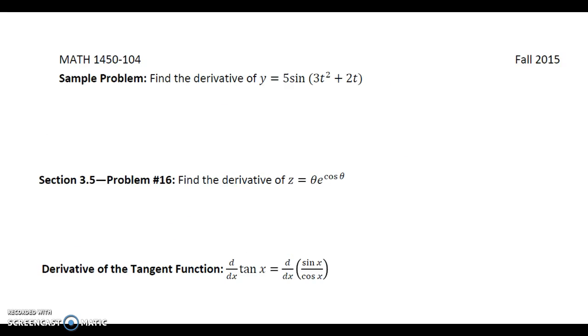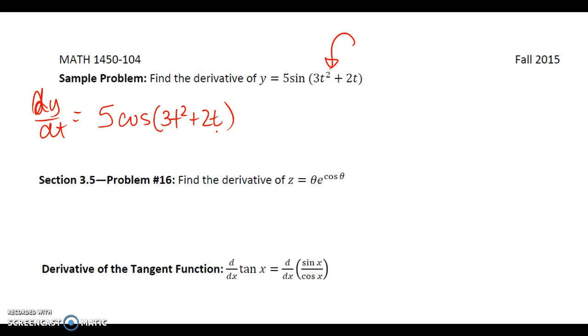All right, here are these sample problems. Let's look at the first one. This again is using our chain rule. We take the derivative of the outside and then the derivative of the inside. dy/dt. Okay, the derivative of sine is cosine, right? So this will be 5 cosine of 3t squared plus 2t. Then we have to take the derivative of the inside here, which is 6t plus 2.